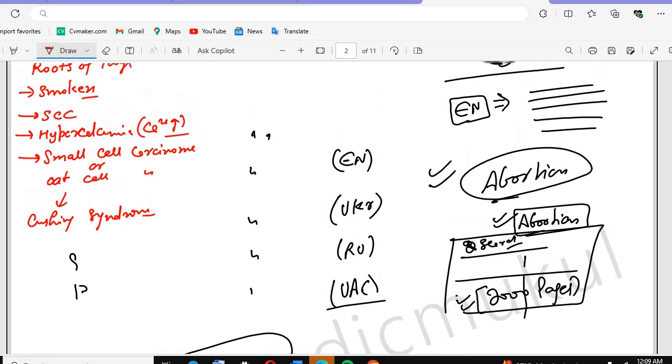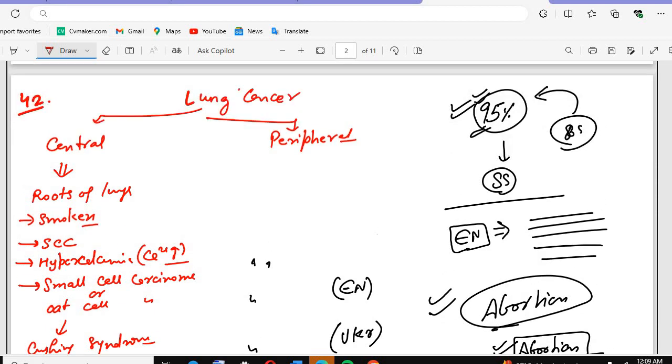The main thing in central lung cancer that you have to remember is that it involves the roots of the lungs, the entrance of the lungs, like the hilum, from where the bronchi, the nerves, and everything enter into the lungs. So that is central lung cancer.